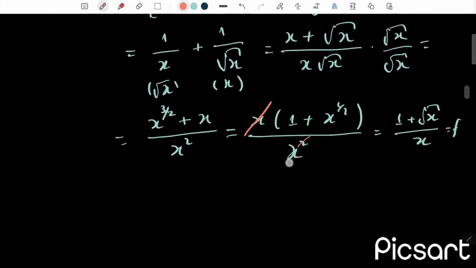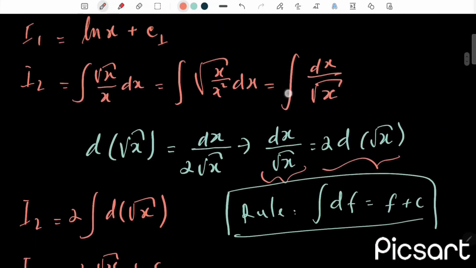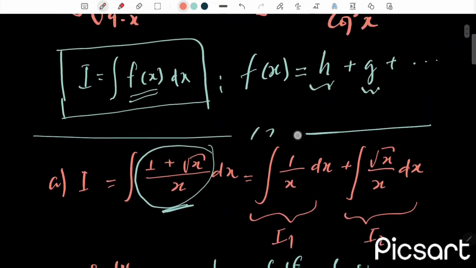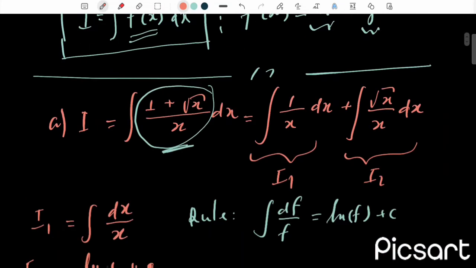We go on solving the exercise B, which is 1 plus x.